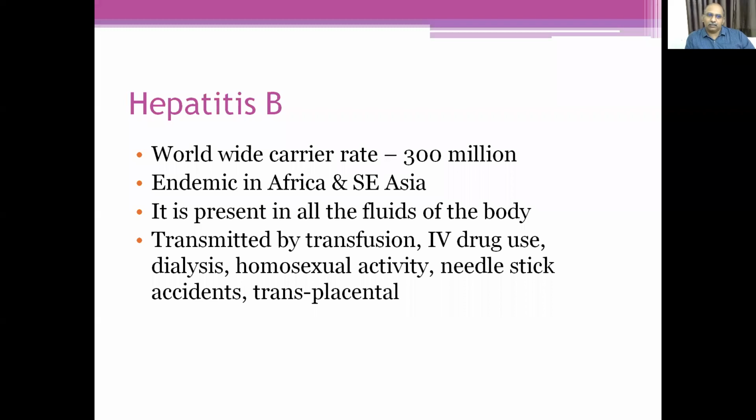Okay, it is present in all fluids of the body. See, in hepatitis B active disease, the serum is contaminated, semen is contaminated, and body fluids like saliva and all are contaminated. So it is a highly infectious disease.